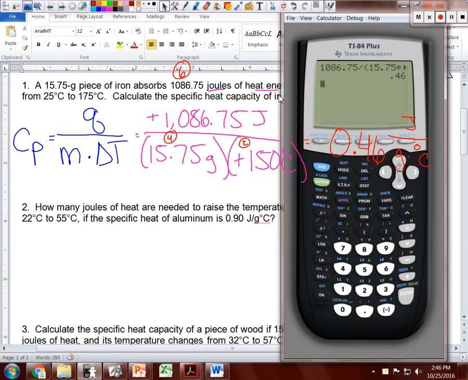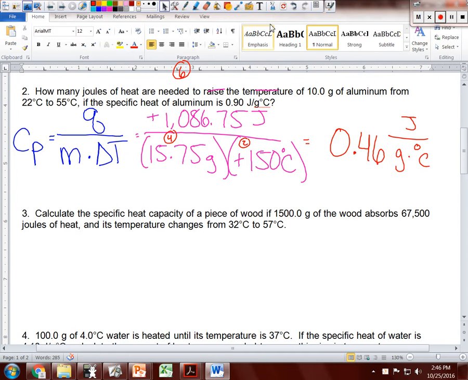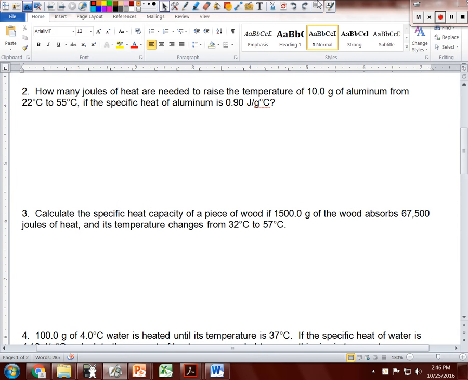Any other questions on this? Does this seem simple? Okay. All right, let's look at number 2. Number 2 says, how many joules of heat are needed to raise the temperature of 10 grams of aluminum from 22 degrees Celsius to 55 degrees Celsius if the specific heat of aluminum is 0.9 joules per gram degree Celsius?